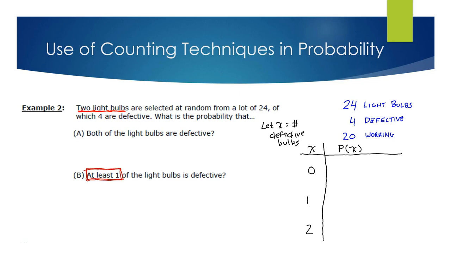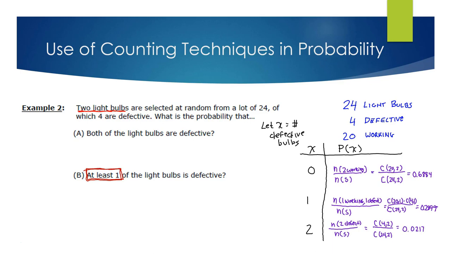where I'm going to let X be the number of defective bulbs. And really, because of the way it's described here, 0, 1, and 2 are my only possible outcomes. I can either have 0 defective light bulbs, 1 defective light bulb, or 2 defective light bulbs, because I'm only picking 2. I'm going to work out these probabilities.